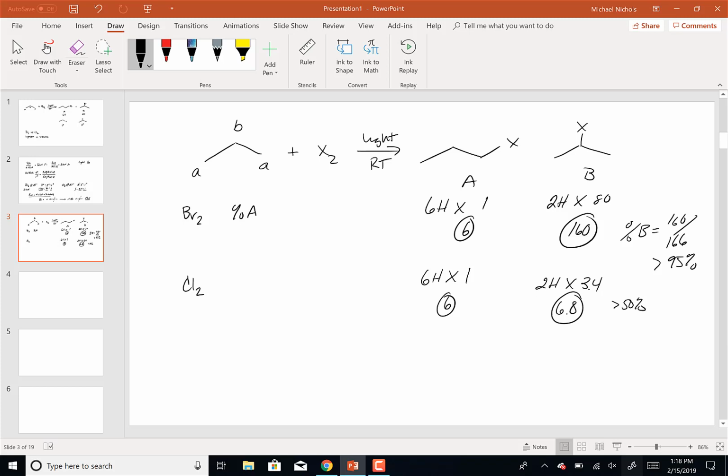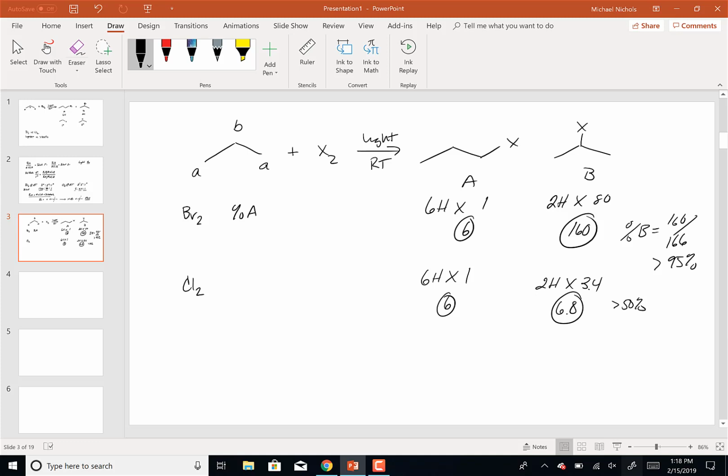So when we want to put a halogen at a very specific position, and that position is tertiary, we're going to use bromine. If we want to kind of reverse that, we might want to use chlorine. But notice that there's no way for me to stop getting both products. I'm always going to get both products.